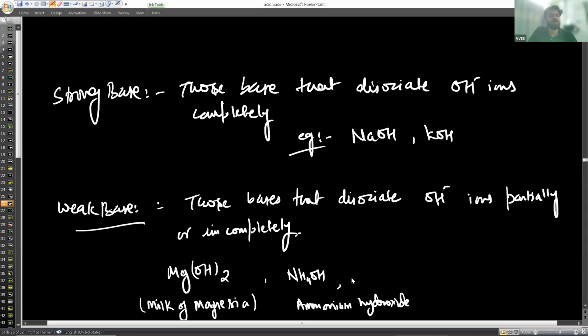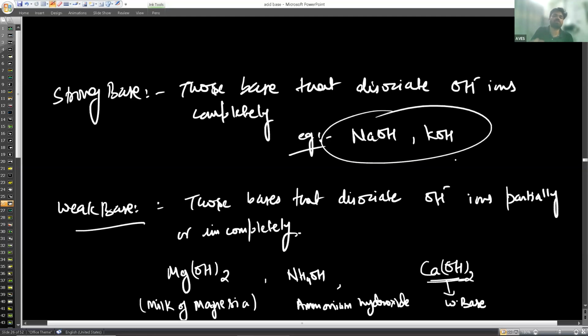Magnesium hydroxide and ammonium hydroxide are weak bases. The next one is calcium hydroxide. Calcium hydroxide is a weak base, but not so weak and not so strong. We'll discuss later how it is weak. Except these two, which are the strong bases, otherwise all are weak. Got it?